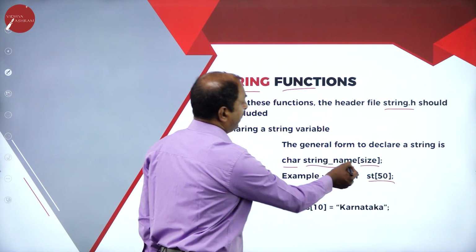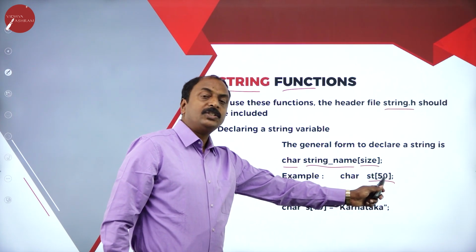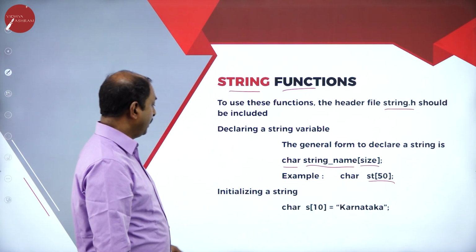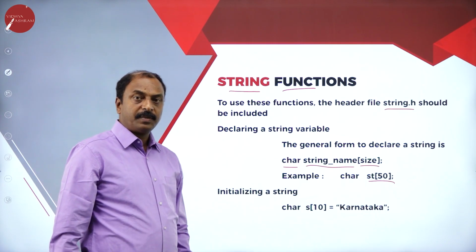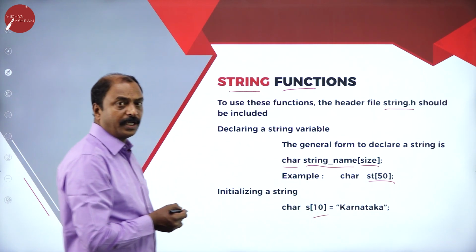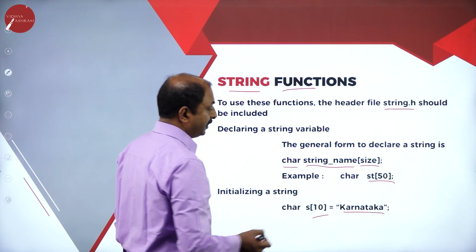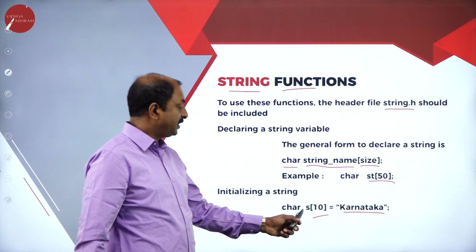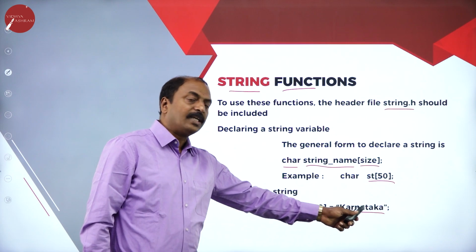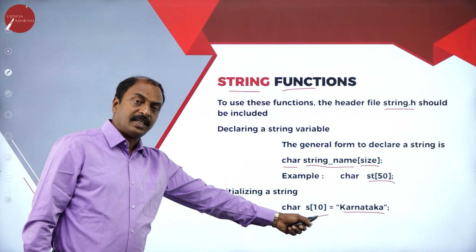Here st is the name of the string. Within the square brackets, we have 50. This is the size of the string. This is the declaration of a string variable. Now, how do you initialize values to a variable? So this is char s[10]. Here s is the name of the string, and within the double quotes we write a group of characters. Here s is a string and 10 is the size. According to the syntax, it accepts 10 characters in a string. So this is inputting or initializing a string.